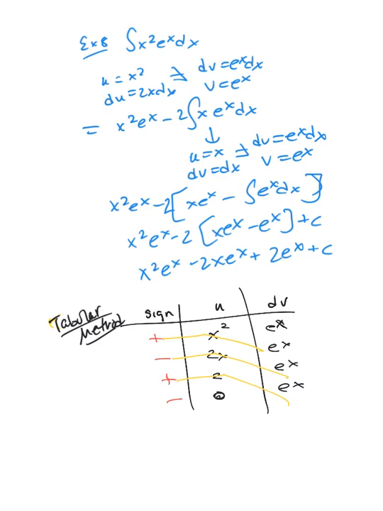Okay? So your final answer is going to be x squared e to the x minus 2x e to the x plus 2e to the x. Look how much simpler that was than what we did up here. So the tabular method is a legit method. You are allowed to use it, so feel free to do that. Okay, example 9.